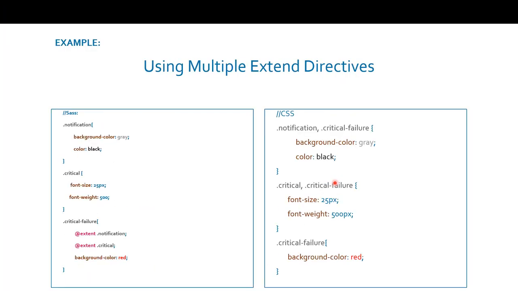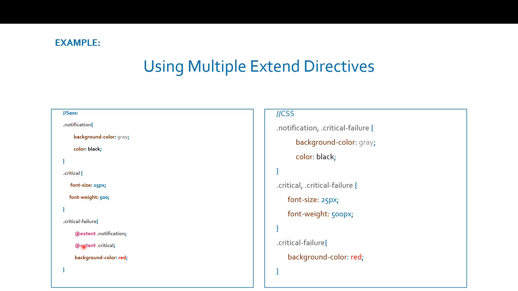How do we work with multiple extend directives? In this case, we have two objects whose properties we want to share. We have this notification, we have this critical, and what we are doing with @extend notification is saying that this style object, critical failure, shares all the properties of notification. Here we are extending critical, and this is where we've declared critical.